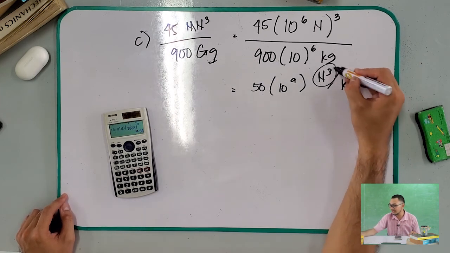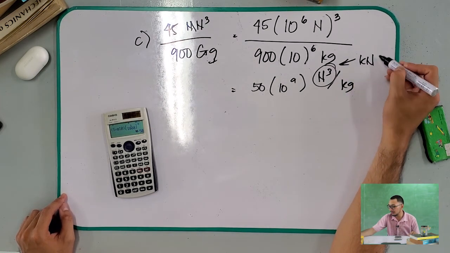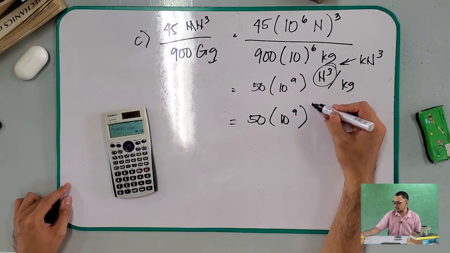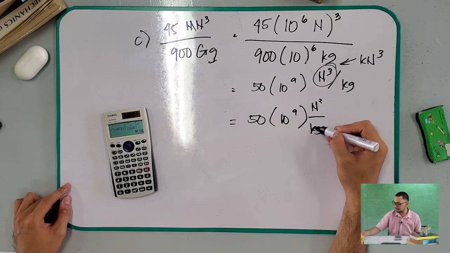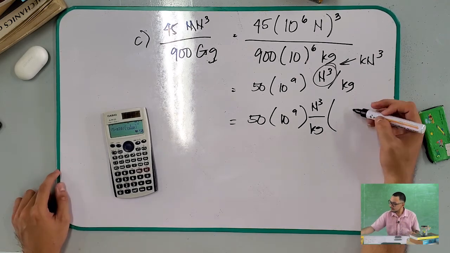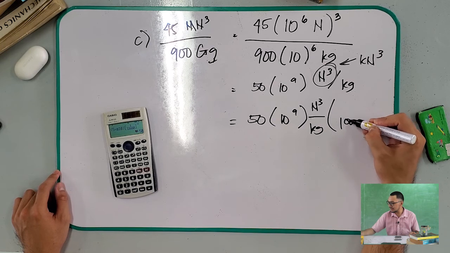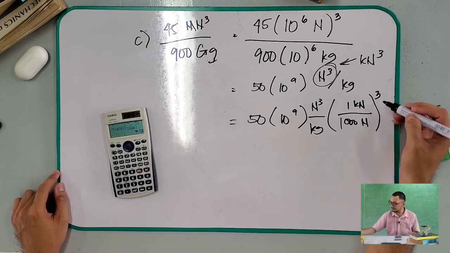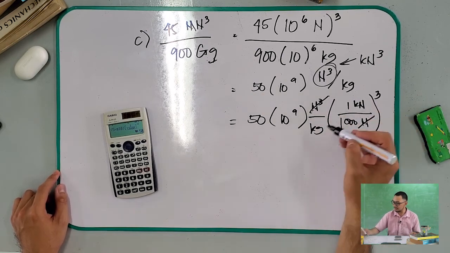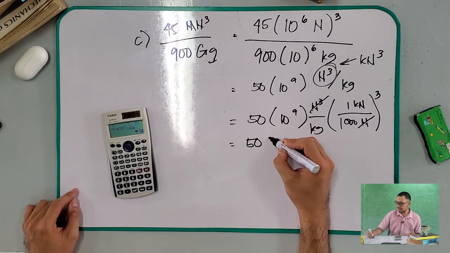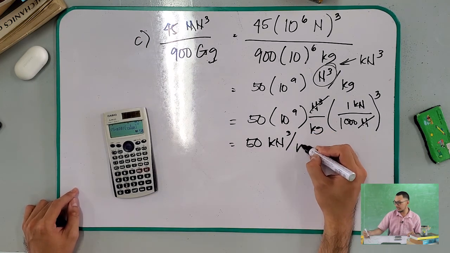And since we have to convert this one into kilonewton cube, what we have to do is take 10 to the 9th newton cube per kilogram and multiply this one by 1,000 newton equals 1 kilonewton cube. So, this cancels, and what remains is kilonewton per kilogram. And we have there, the answer should be 50 kilonewton cube per kilogram.